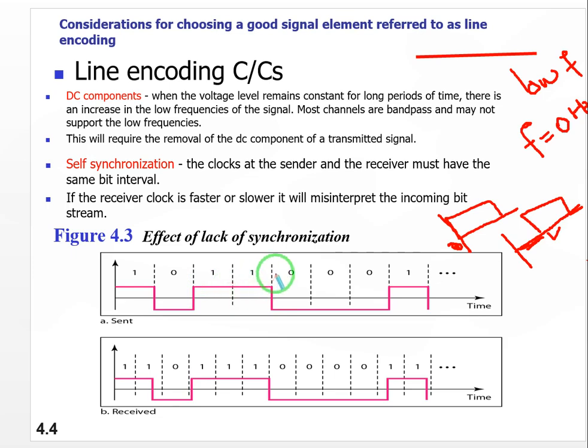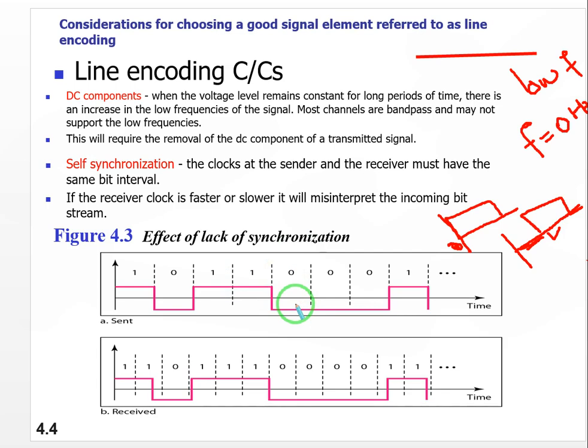Okay. Then if you can see 0, then we have a 0 again, it will remain. Then we have a 0, it will remain. So this is a DC component again. It has a low frequency, and low frequency is not supported by a number of band pass channels. Then we have 1. So this low frequency or DC component is causing a disturbance in the signal. Okay, so that was about the DC component.